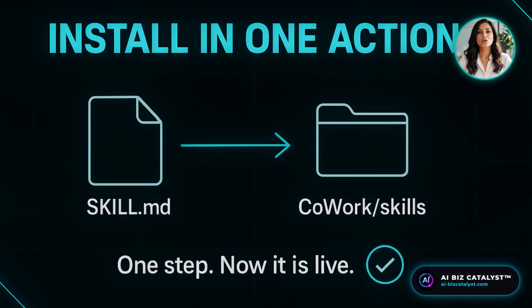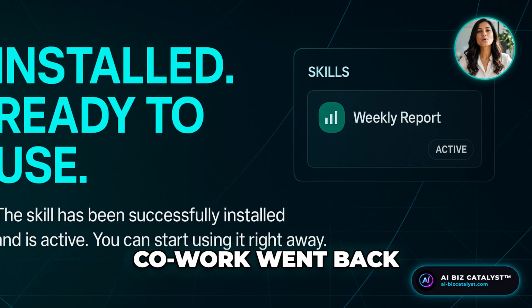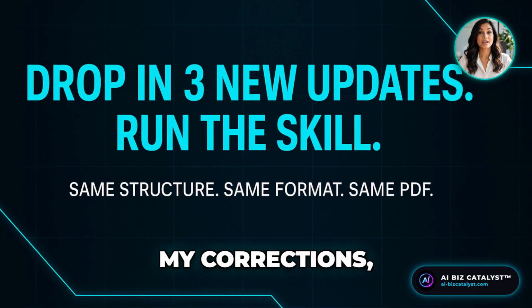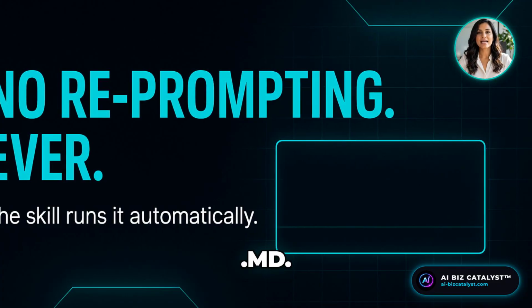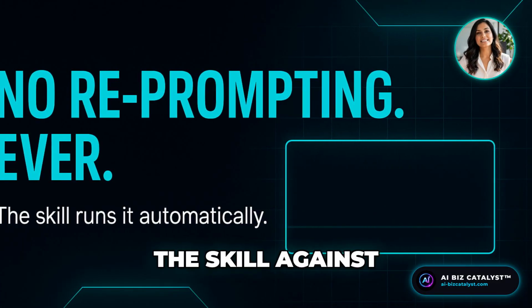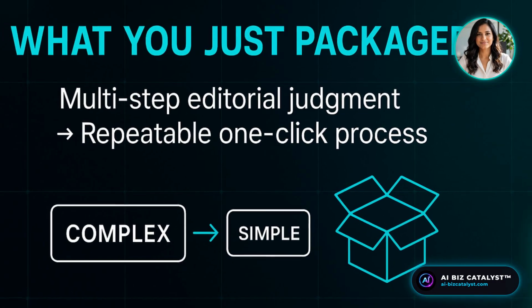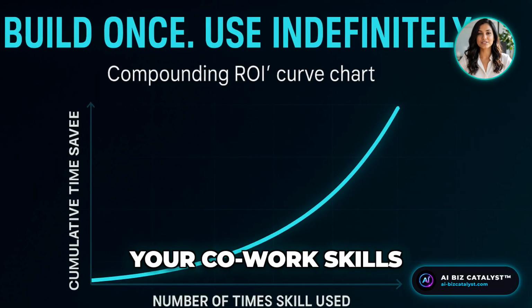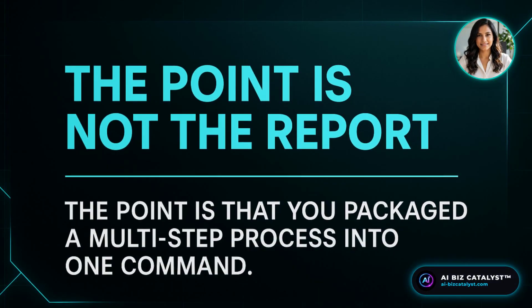Then I said, create a weekly report skill from our entire conversation. CoWork went back through everything: the original prompt, my feedback, my corrections, the final format, and distilled it into a skill.md. Then it tested the skill against a fresh set of updates to make sure it produced consistent output. To install it, you copy the skill.md into your CoWork skills folder. One action. Now that workflow runs on command.